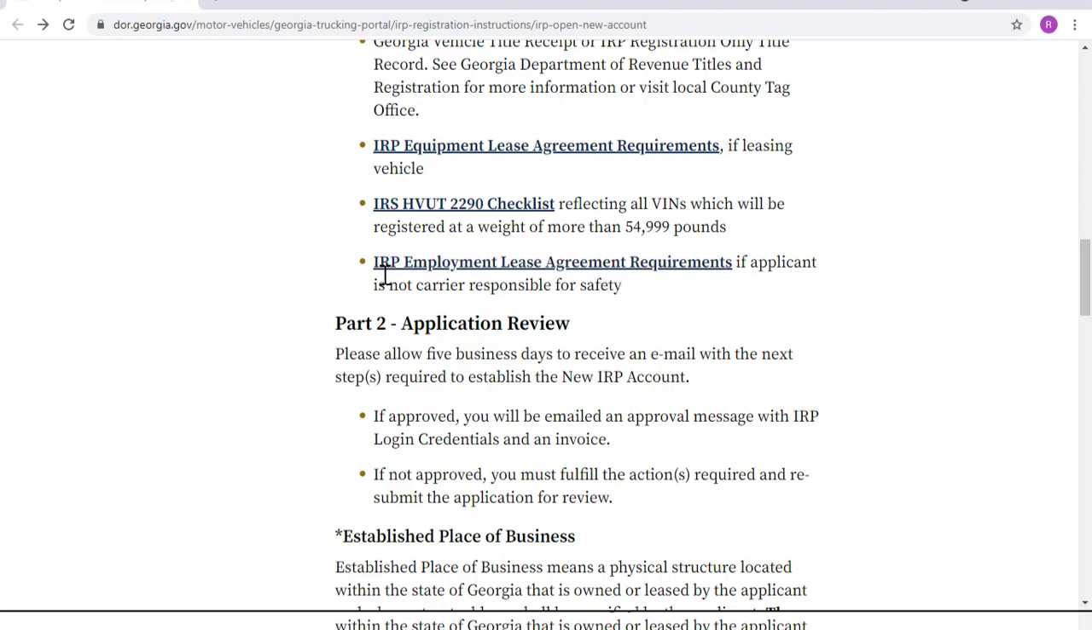Again, IRP stands for International Registration Plan, because it is a plan that you have elected to do, which means you're saying, you know what, I'm a part of the plan, which means I'm not going to purchase any more trip permits. Nah, that stuff is too costly anyway. What I'm going to do is become a part of the plan. I'm going to sign up for my IRP.